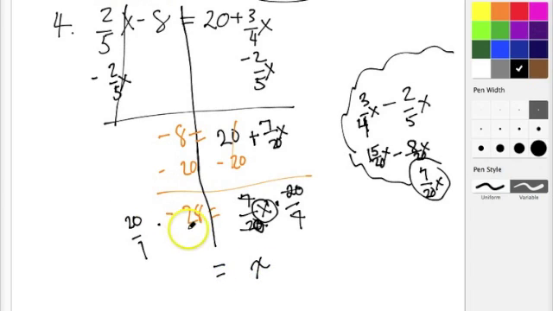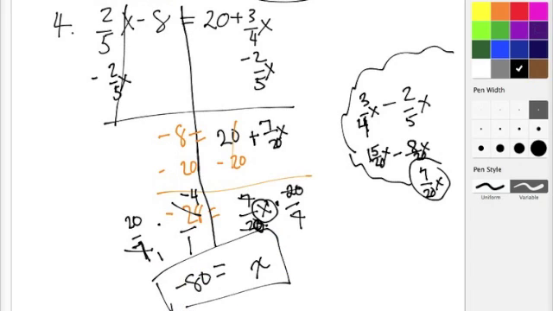On the left side, I've got this, but we can handle it. This looks like an excellent situation for cross-canceling. 7 goes into negative 28 negative 4 times, and then I'm going to have 20 times negative 4, which is negative 80. And that's how x is equal to negative 80. I hope this made sense.